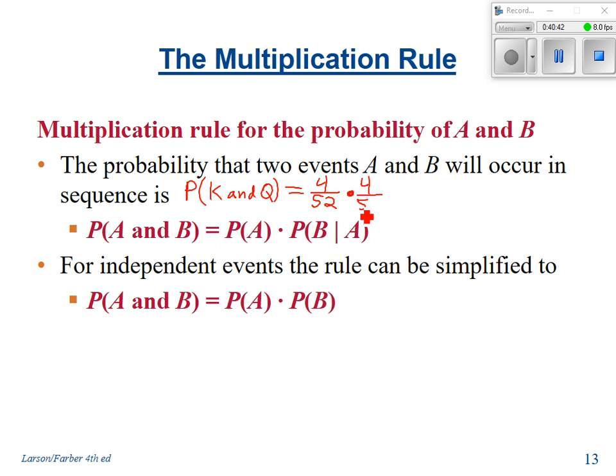There's still 51 cards in the deck, right? I thought you took out all 4 kings. No, you just took out one king, the one that's in your hand. And then all we do is multiply those. 4 times 4 is 16, and whatever 52 times 51 is.